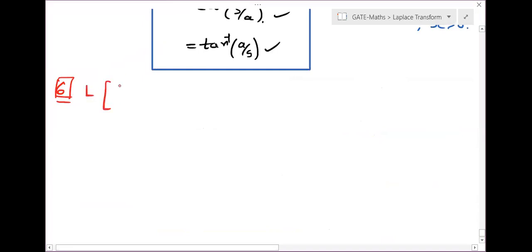Laplace of cos at by t. Similar question or not? Earlier we were having sin at by t, and this is cos at by t. So this you can find by your own as homework.